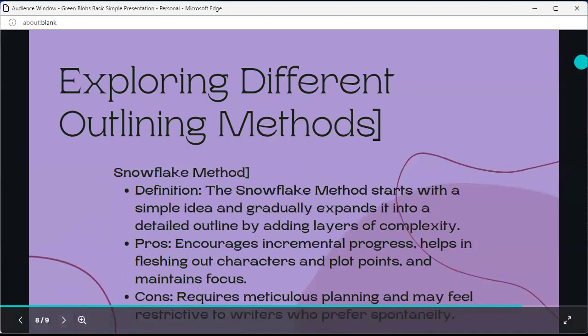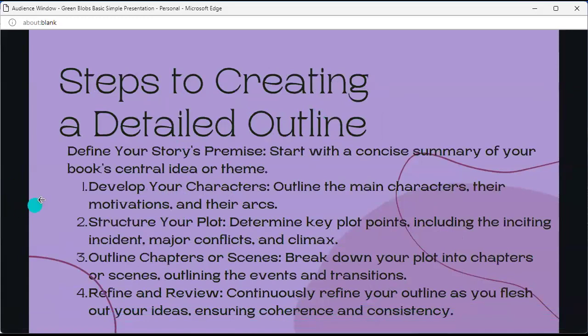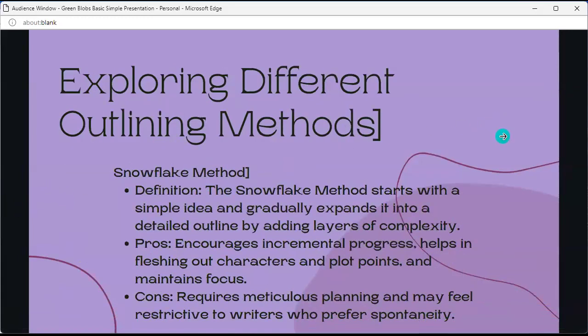Next, the snowflake method. In the snowflake method, it starts with a simple idea and gradually expands into a detailed outline by adding layers of complexity. The pros are it encourages incremental progress, helps in fleshing out characters and plot lines, and maintains focus. The cons are it requires meticulous planning and may feel restrictive to writers who prefer spontaneity. So basically, this is like having a really detailed plan and adding layers of complexity so that it all comes together, kind of woven together, with a lot of thought into it, and sticking to that thought process.